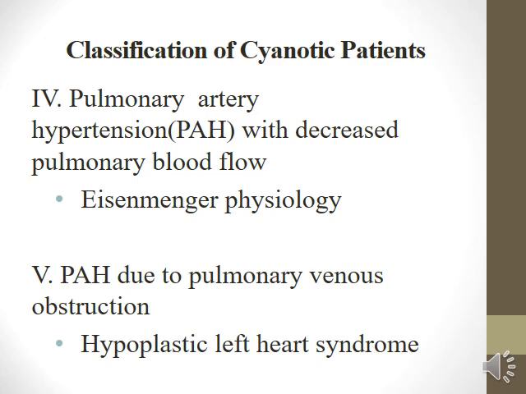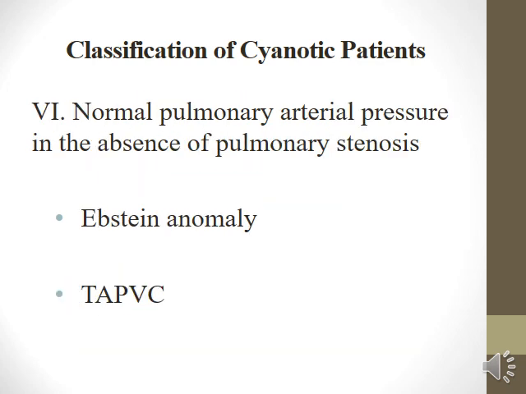If pulmonary pressure is gradually increased, it may come to a stage where there is irreversible change in pulmonary artery that cannot be reversed and causes Eisenmenger physiology. Fifth is pulmonary arterial hypertension due to pulmonary venous obstruction. It occurs in hypoplastic left heart syndrome. Normal pulmonary arterial pressure in the absence of pulmonary stenosis occurs in Ebstein anomaly and total anomalous pulmonary venous connection.